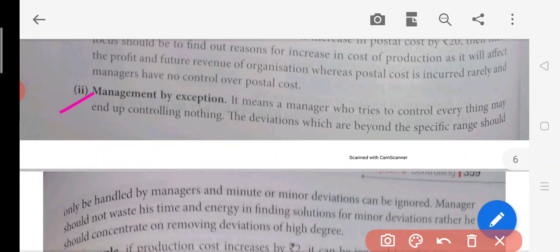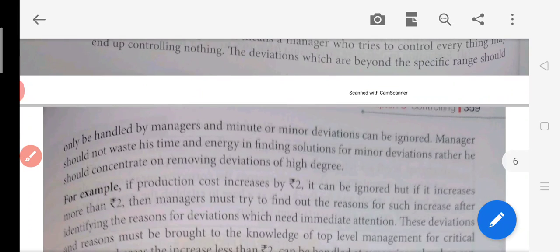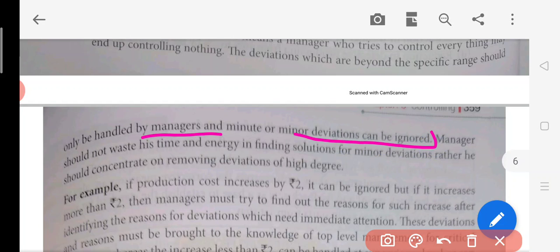Then MBE, or management by exception, is there. What does it mean? It means a manager who tries to control everything may end up controlling nothing. So don't try to control each and everything. Management by exception means letting go. If some less critical issues or minor deviations are there, you can just let it go. No need to focus on such kind of thing. Always focus on big deviations. So the deviations which are beyond the specific range should only be handled by the manager, and minor deviations should be ignored. This is how we can control.